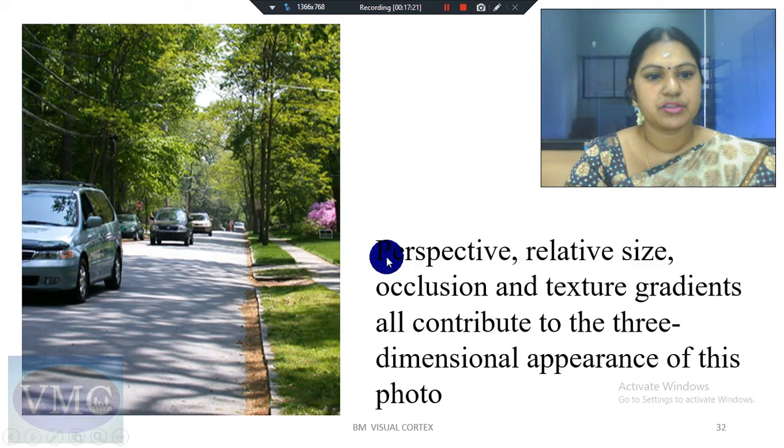So in this picture you can see one card behind one card, behind that another card, behind that another card. So it gives a depth, okay, and the perspective, relative size, occlusion and texture gradients all contribute to the three-dimensional appearance of this photo. And this is because of this information passing through the simple, complex and hypercomplex cells.